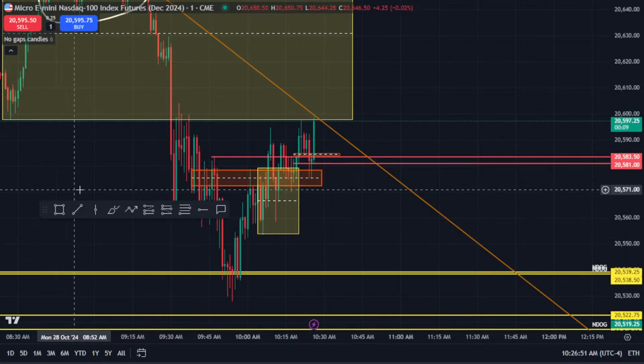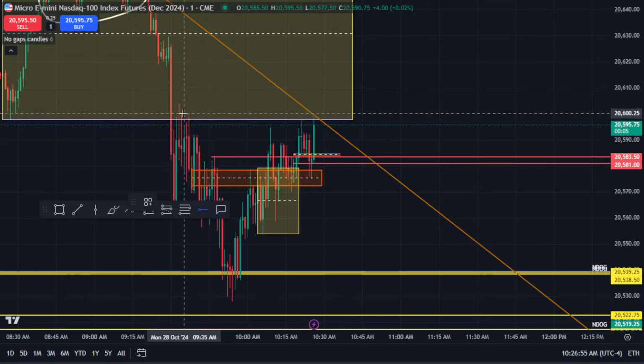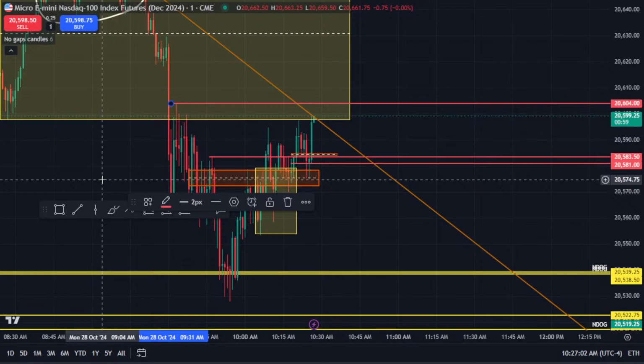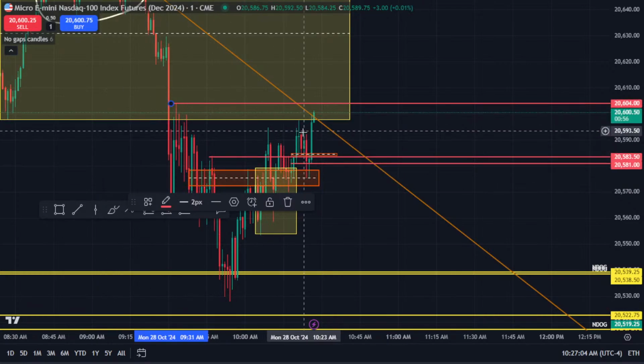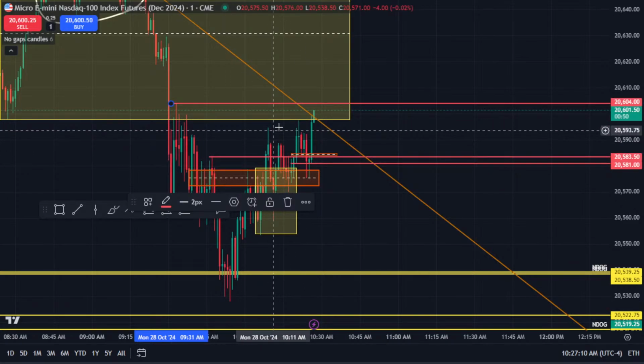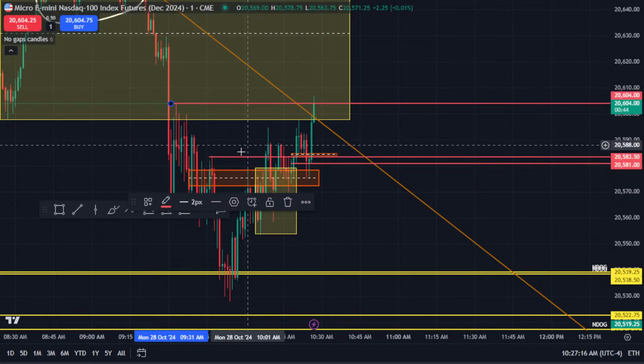So let me mark out that high that said we could just manipulate before going low again. All right. So it wicked this candle's low. Now we're gonna push up, but we still will have to close above this high. That's what it's giving us.